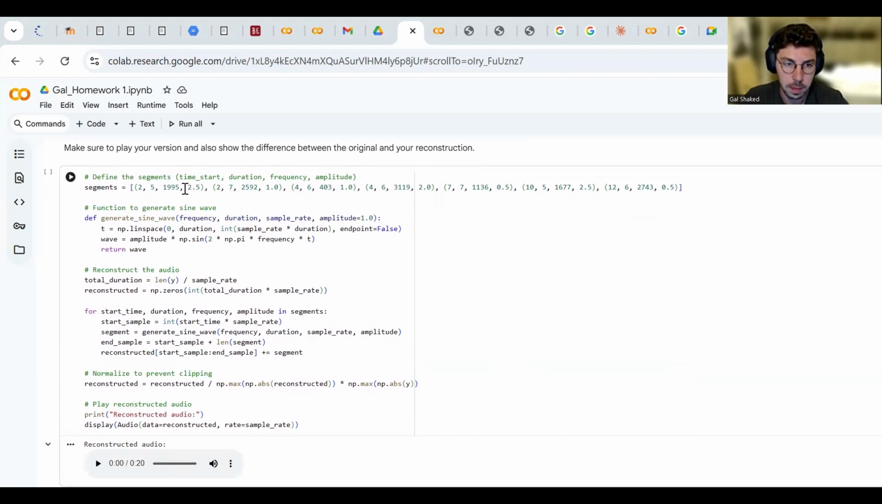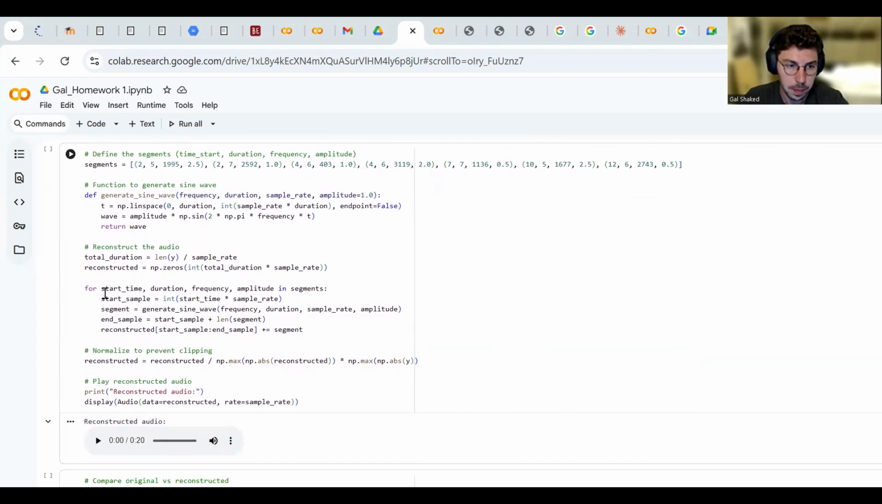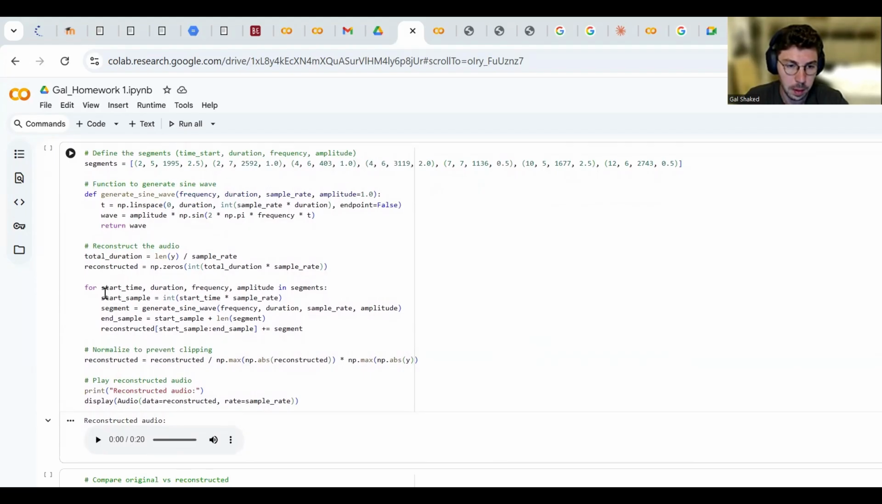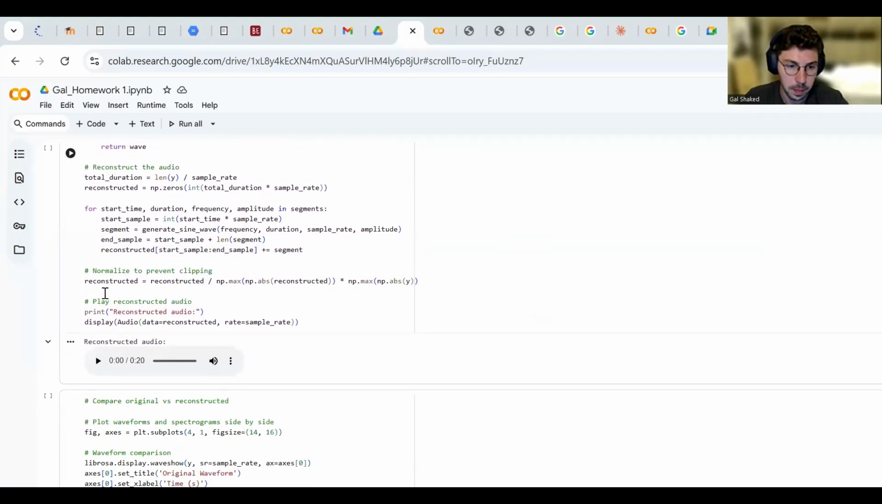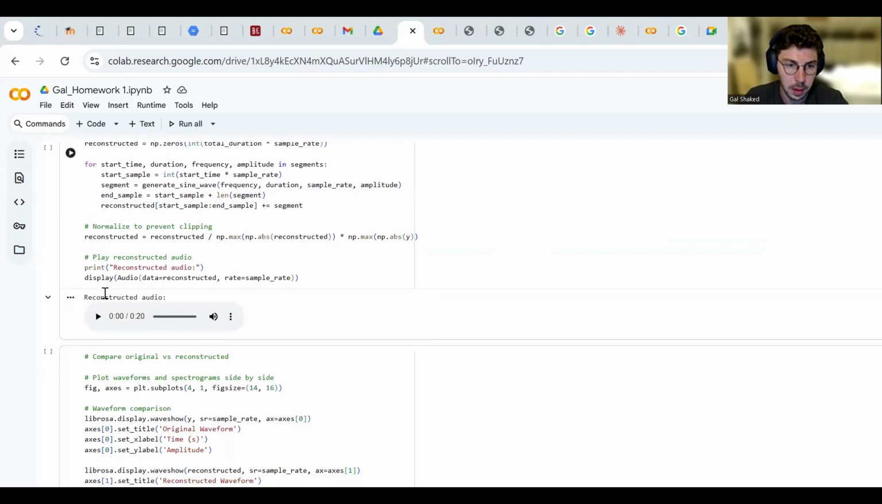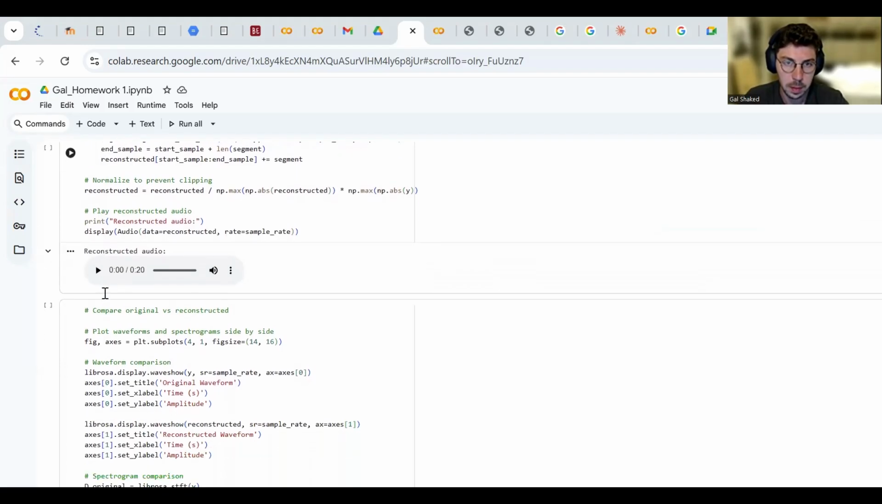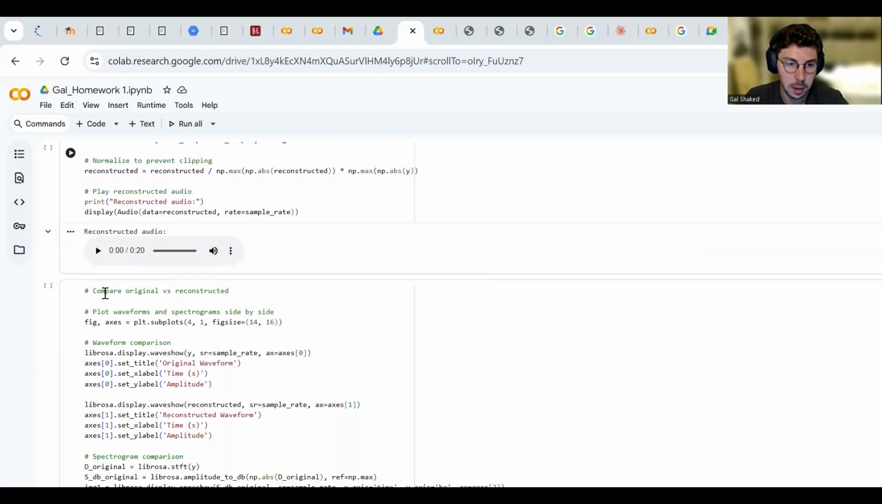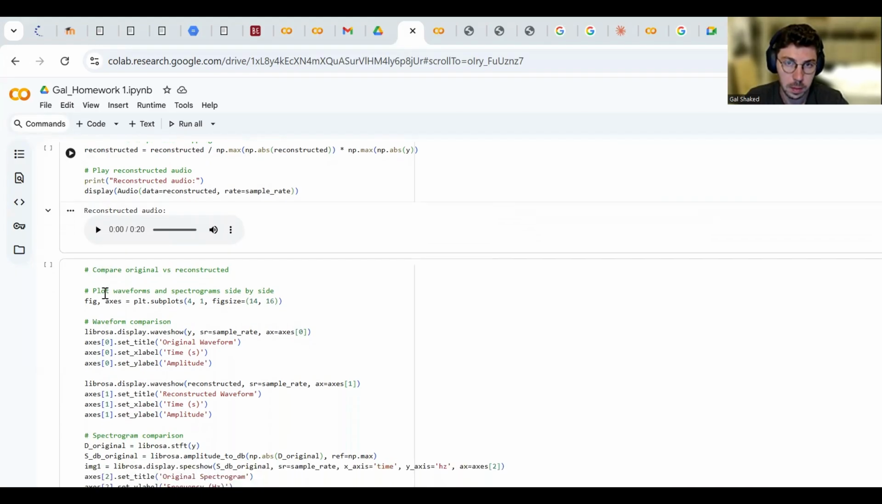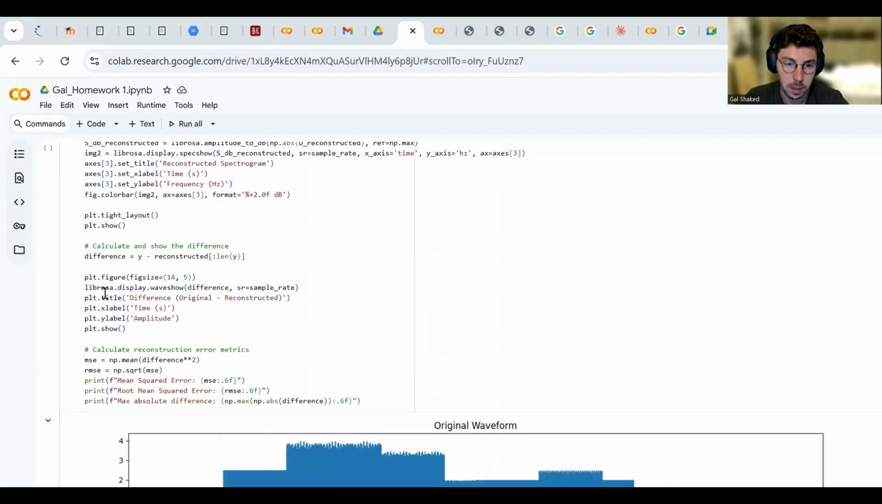So we took the segments, for each one we generated a sine wave, and then we reconstructed the file. It sounded really good. The only comparison that we saw from the original file was the amplitudes, because we gave the sine waves only amplitudes between 0.5 and 2.5, and those amplitudes weren't matching the exact amplitudes of the original file. So here is where we saw the difference.